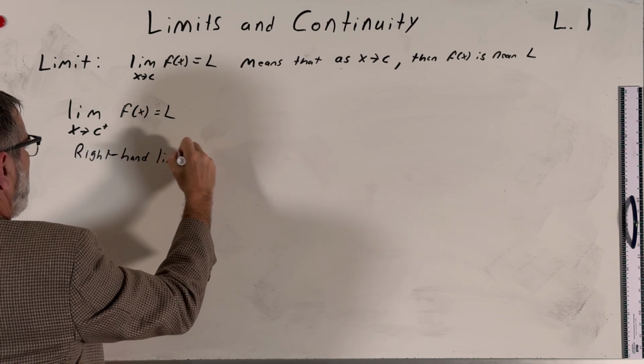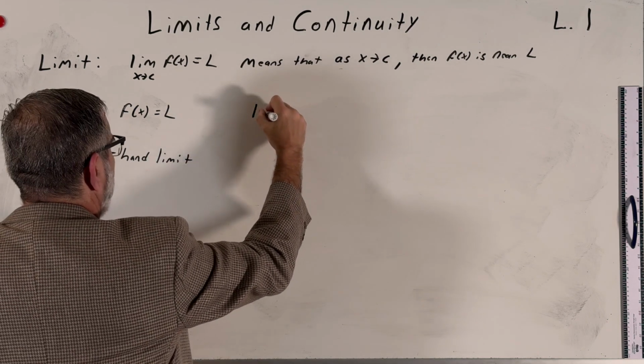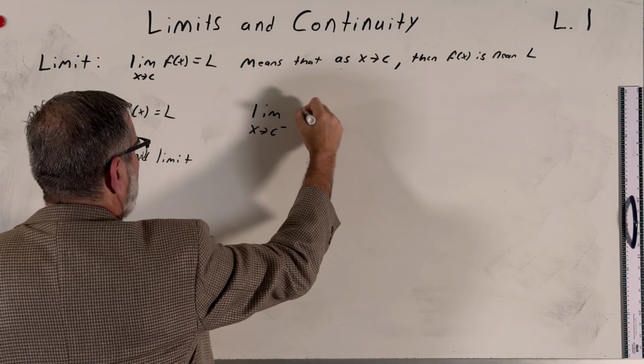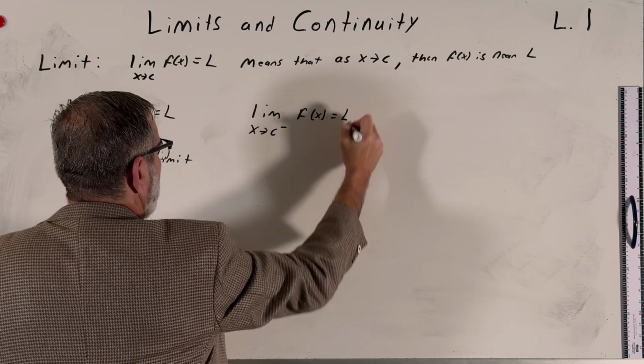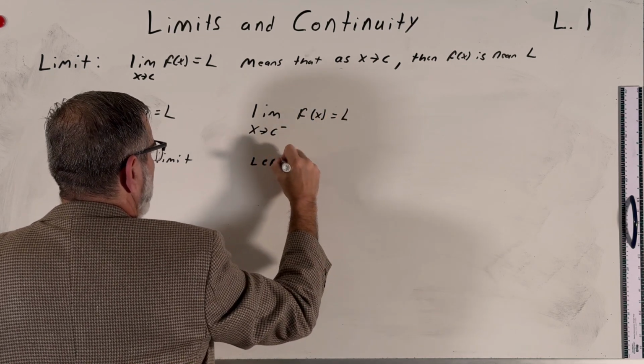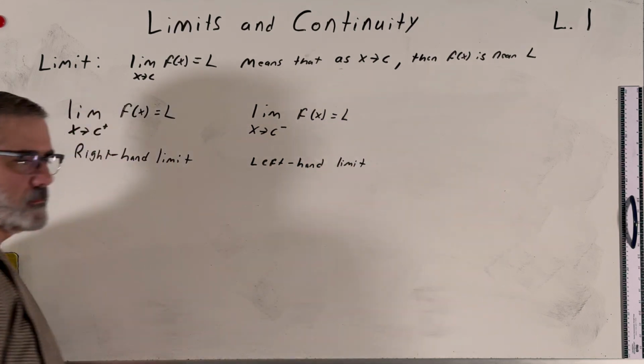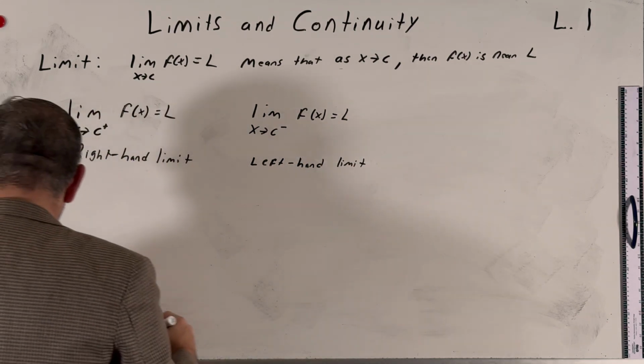limit, and then we have a left-hand limit: as x approaches c from the left. This is called the left-hand limit. Okay? So let me do an example so you see what this is all about.